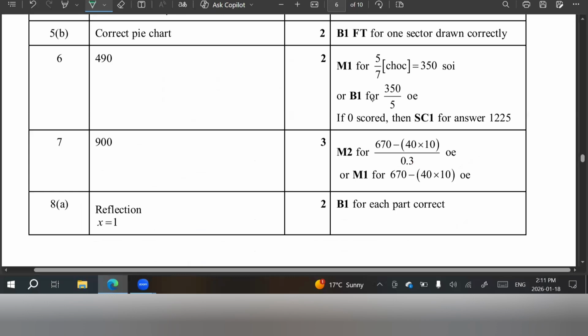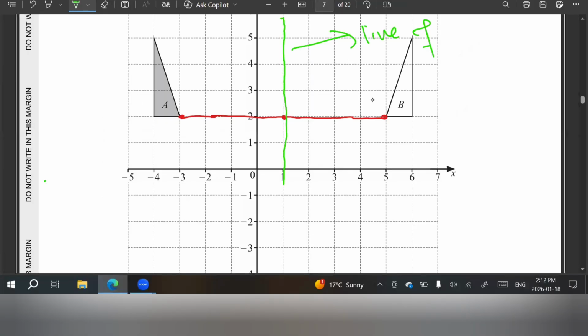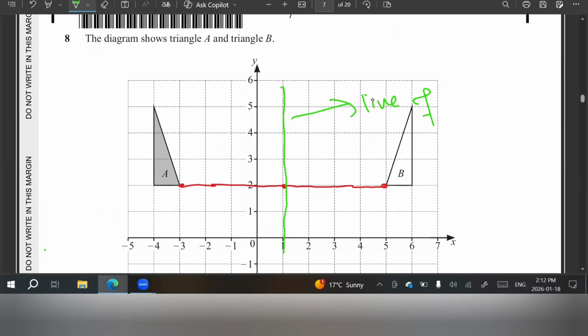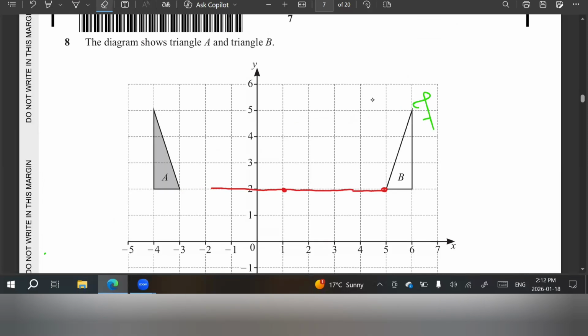Let me show you the answer, sir. Question number 8, A part, you can see the marking scheme. Reflection in the line x equals 1, and that is the line of reflection. And let me go to the next part. In the next part, let me first of all erase this, because I want to work on the other thing now.